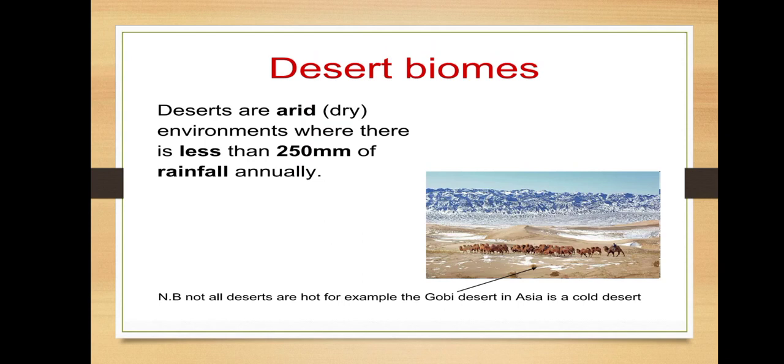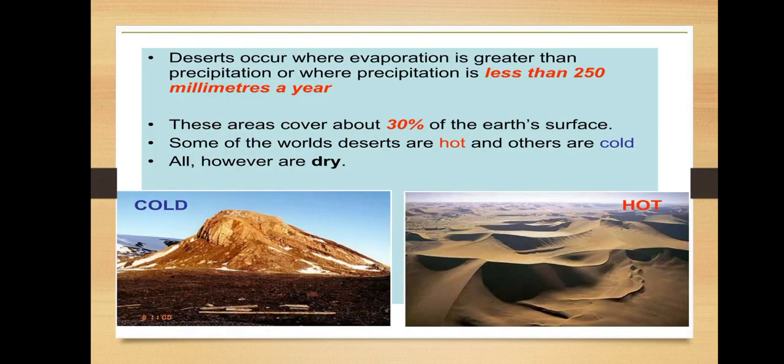So deserts are arid or dry environments where there is less than 250 millimeters of rainfall annually. Deserts occur where evaporation is greater than precipitation, or where precipitation is less than 250 millimeters a year. These areas cover about 30% of the Earth's surface. Some of the world's deserts are hot and others are cold. All, however, are dry. So we have here the cold and the hot.